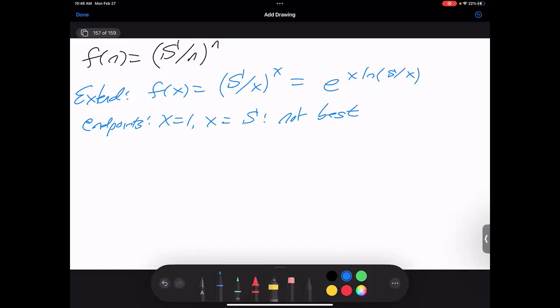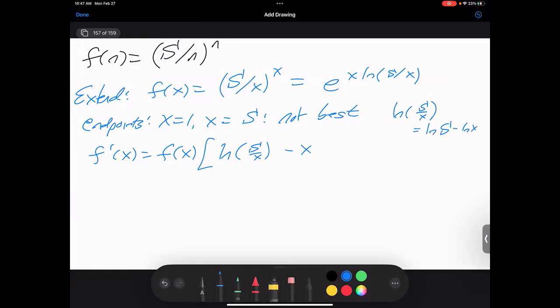So now we need F prime. So F prime of X, we have e to the crap. Whenever you take e to the crap, it's just itself times the derivative of crap. So I'm going to just get back F of X times the derivative of X natural log of S over X. So that's going to be the natural log of S over X minus X times the derivative of the natural log of S over X. Well, the natural log of S over X is the natural log of S minus the natural log of X. So when I take its derivative, the natural log of S is a constant, derivative of natural log of X is 1 over X.